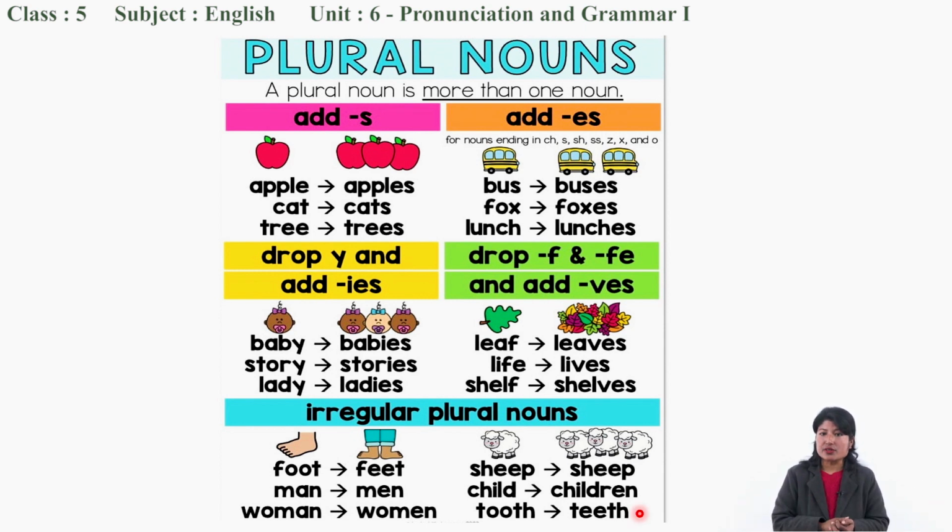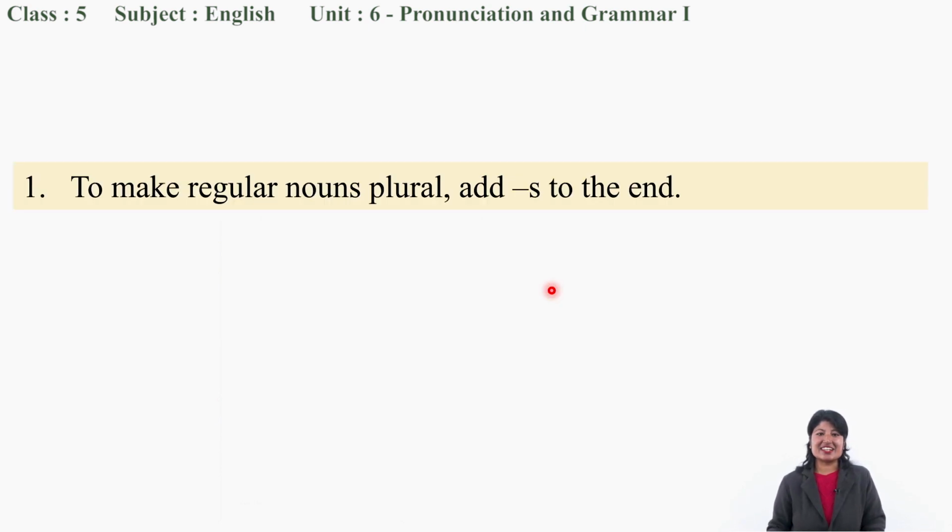Let's find out why plural forms are like this. Let's see these two rules. To make regular nouns plural, add s to the end. Simple, right? First, we add s to the singular noun. Cat, cats. Just add s and it becomes plural.